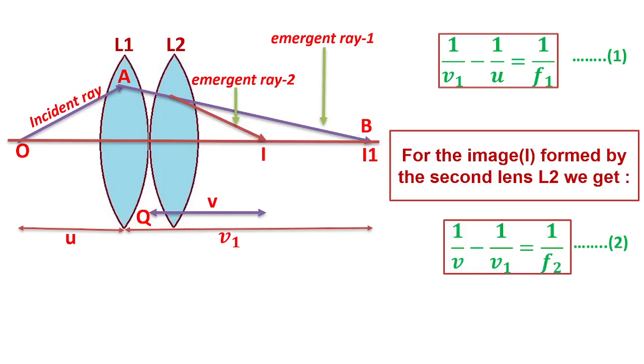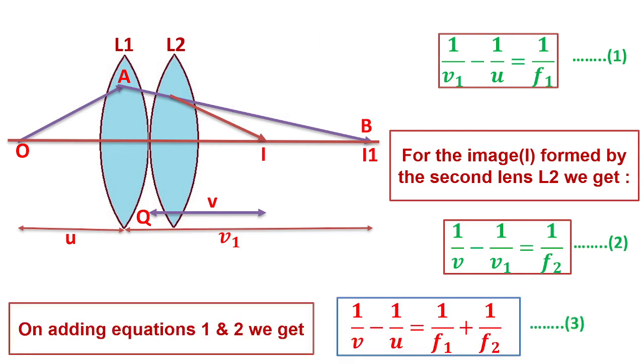For the image I formed by the second lens L2, we get 1 divided by V minus 1 divided by V1 is equal to 1 divided by F2. Suppose this is equation 2. On adding equations 1 and 2, we get 1 divided by V minus 1 divided by U, which is equal to 1 divided by F1 plus 1 divided by F2, and suppose this is equation 3.